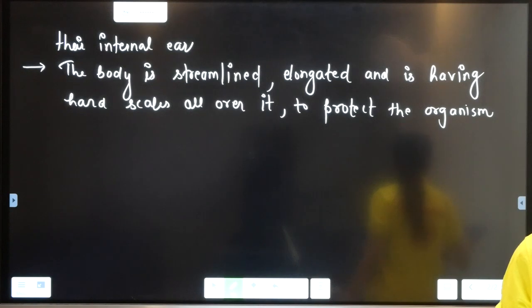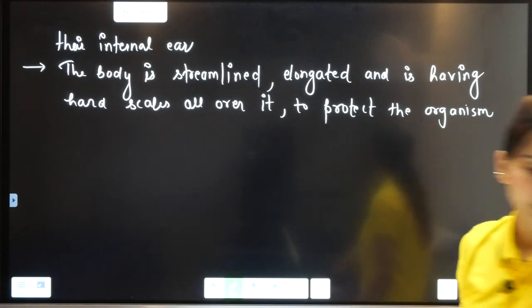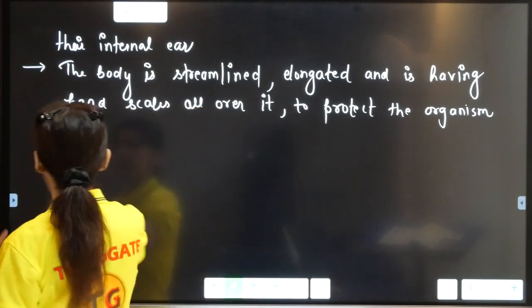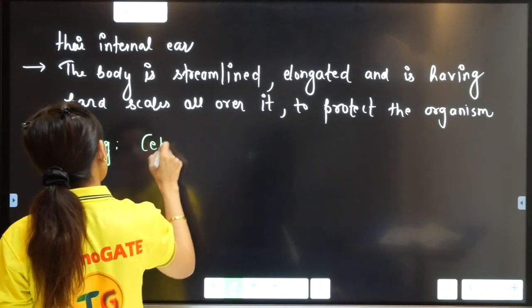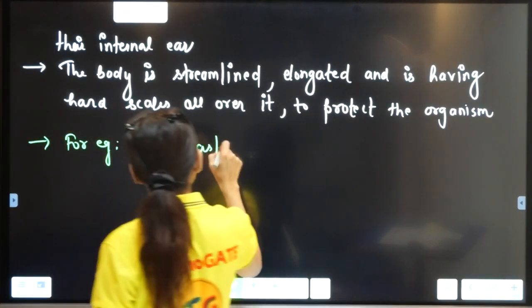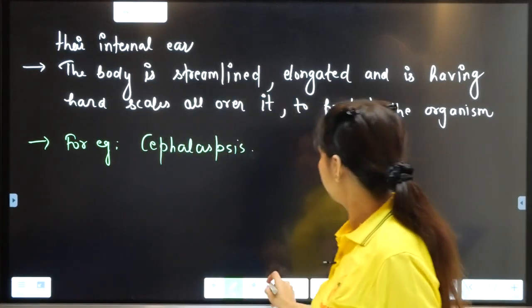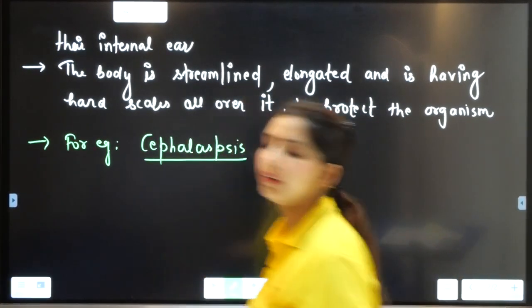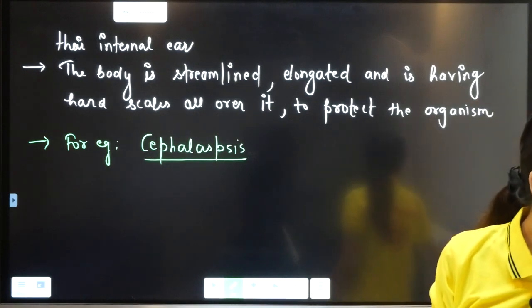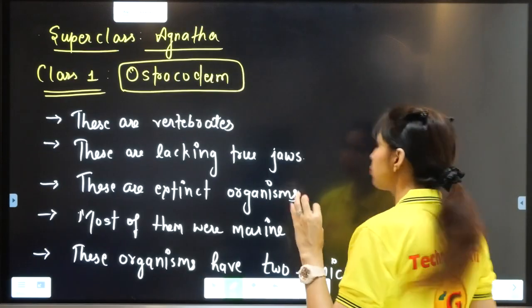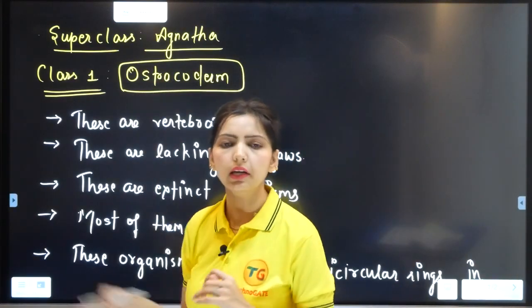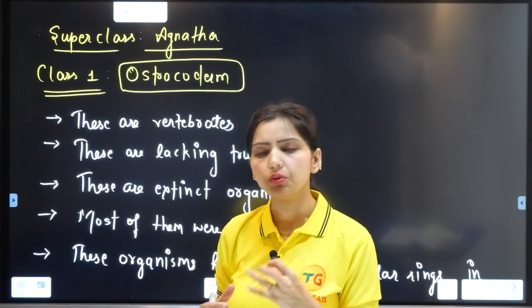Now just write down a few examples. Cephalaspis. Only a few organisms were under this class, so write down Cephalaspis. Don't forget to underline it. Write down just one example. In most of the books you will not find them in this class. Why? Because they are extinct, so few books include them.